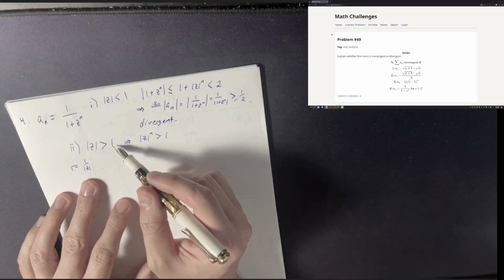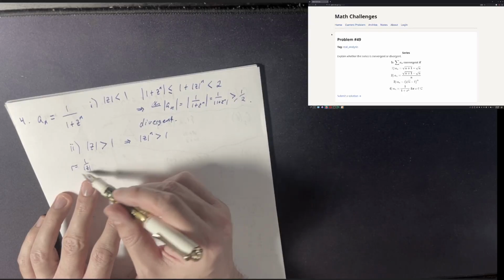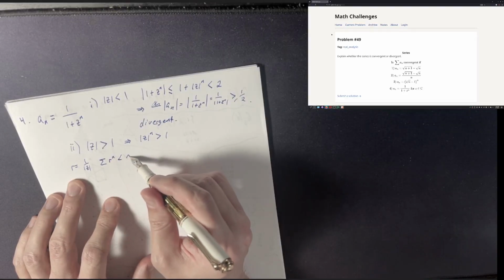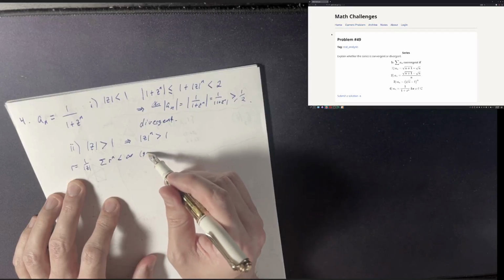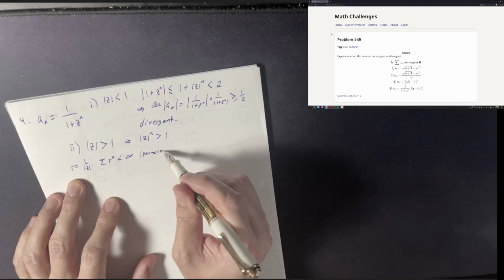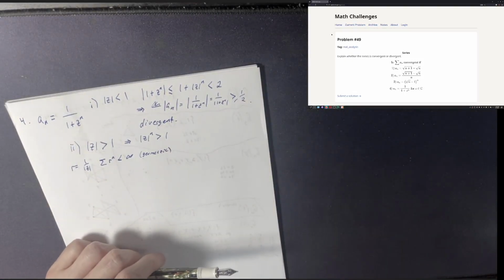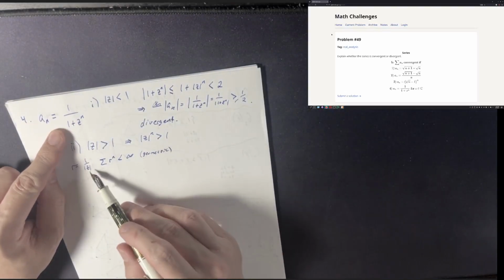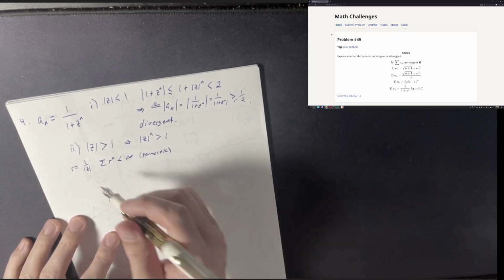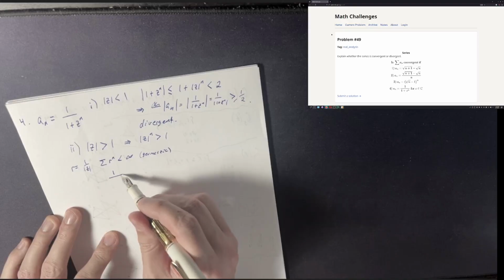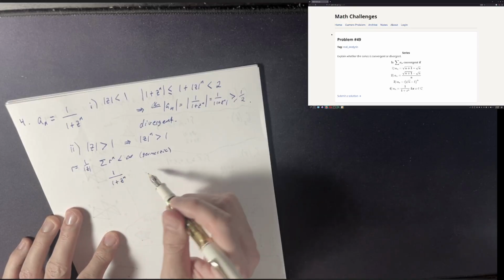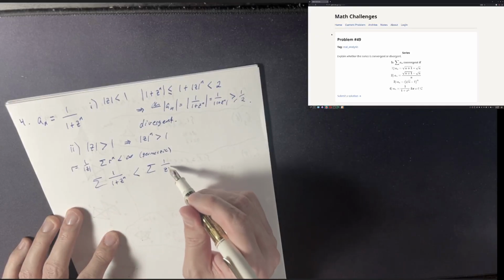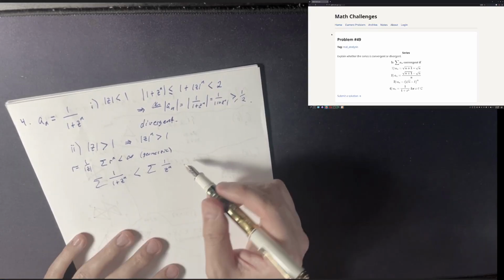If z is bigger than 1, this is less than 1, and it's convergent because it's geometric. So that was my idea. You don't actually have that, but you have something even smaller than that. So our series is less than this series, which is finite.